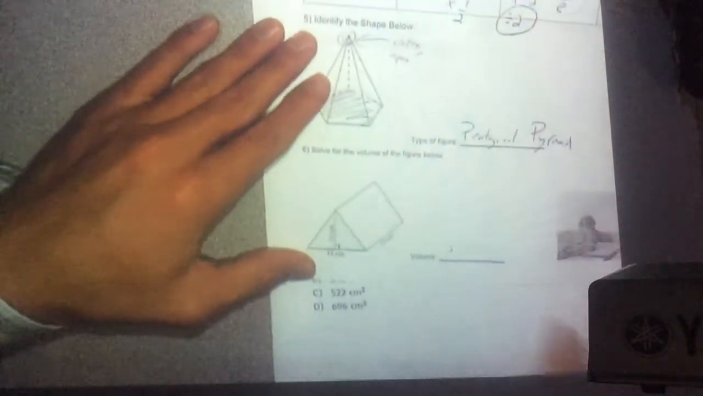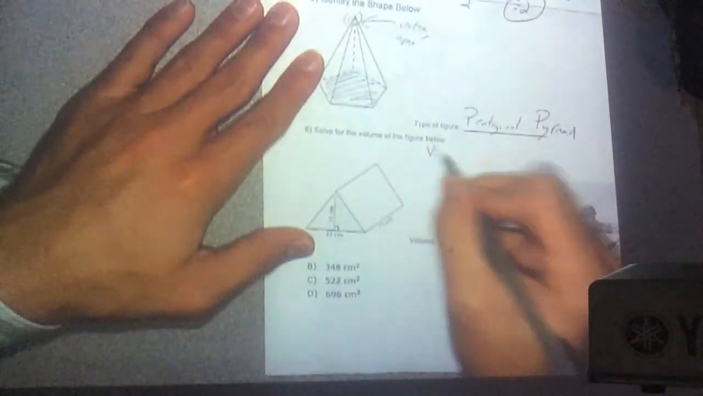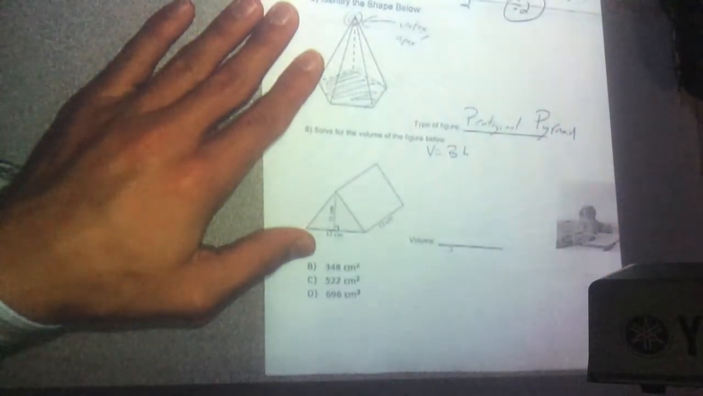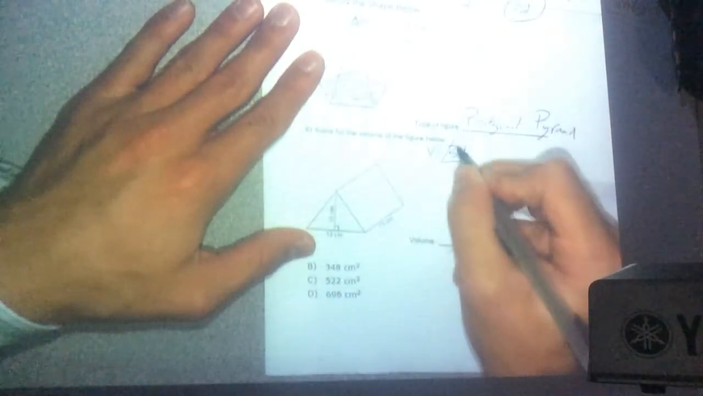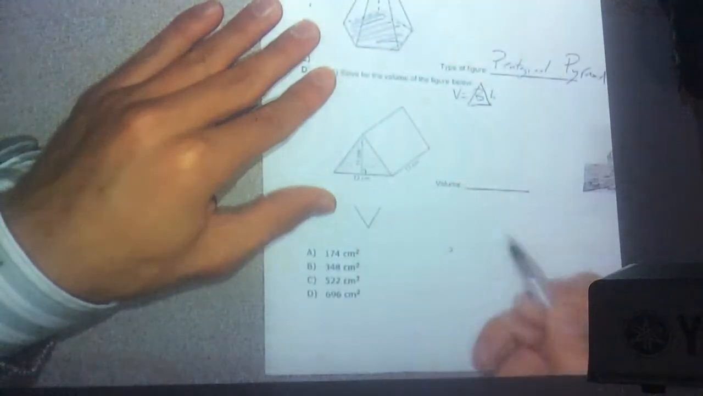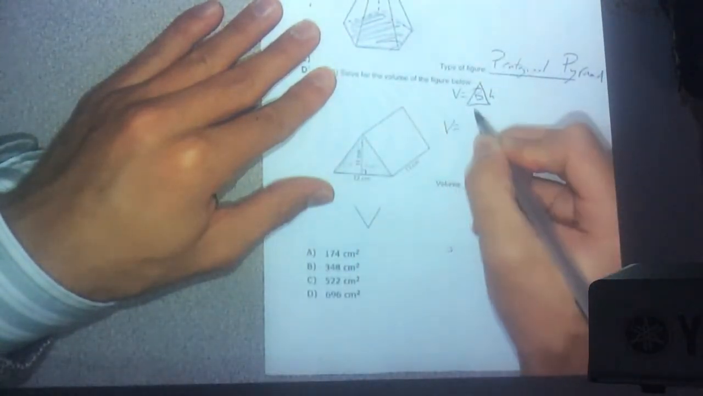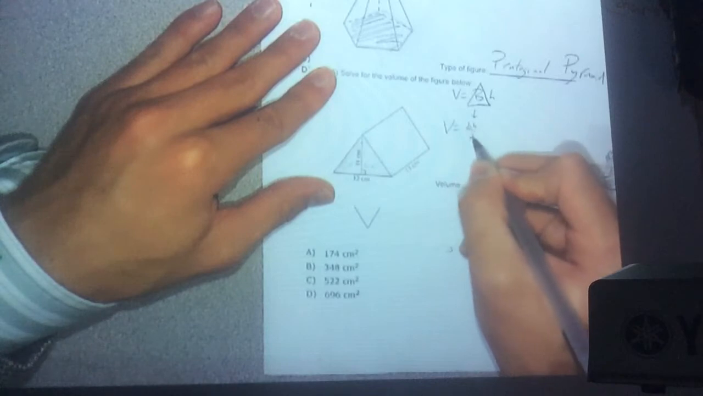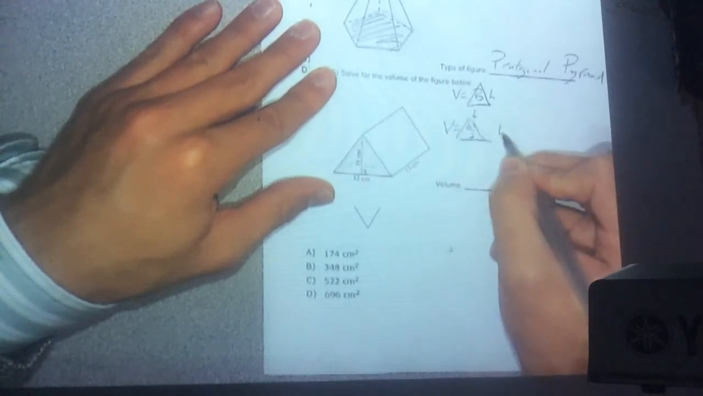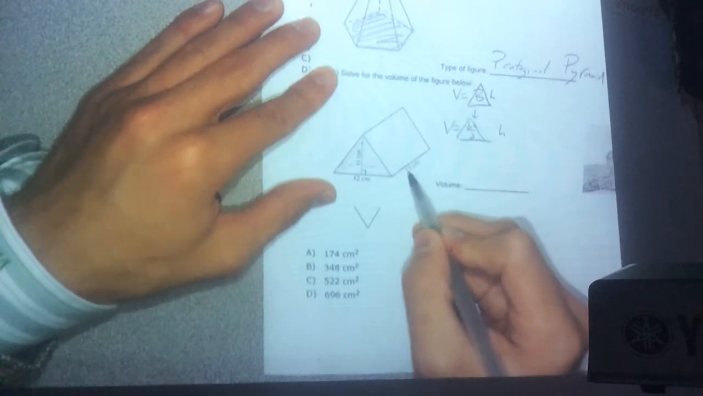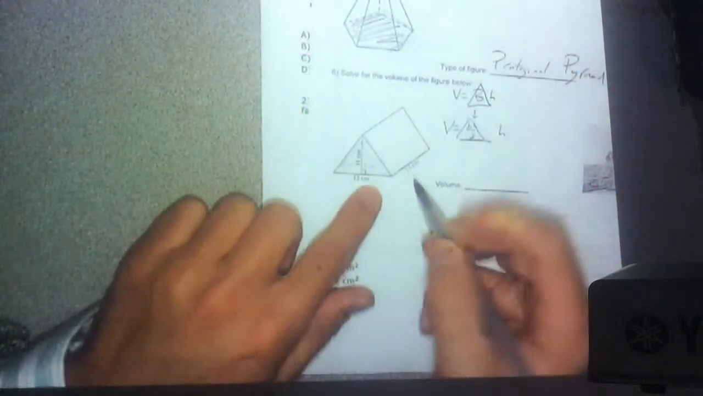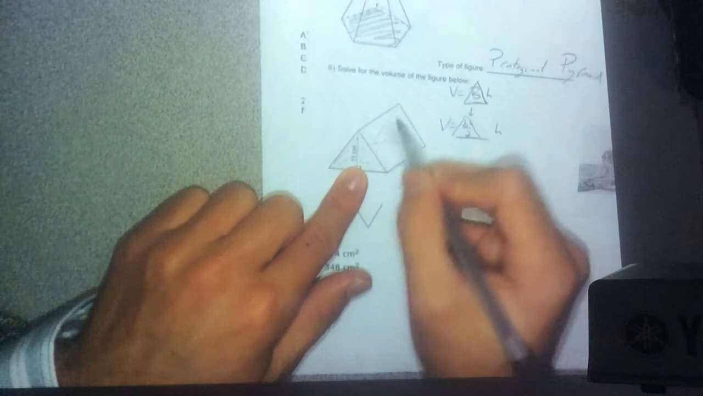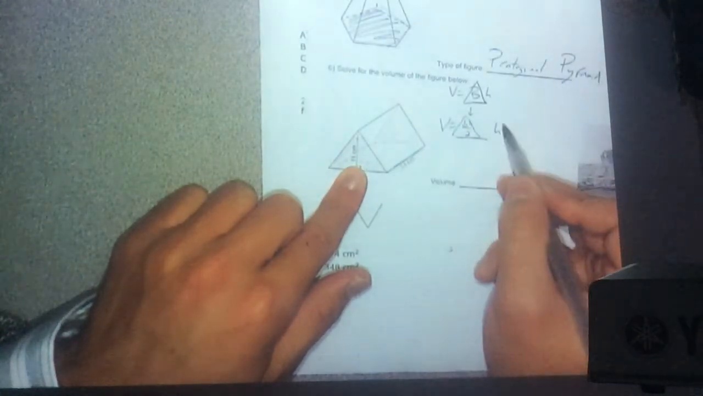Okay. Next, now solving for the volume of this figure. Volume is equal to base times height. I'm going to draw a triangle around this because what's important is that the base of this triangular prism is a triangle. It's this right here. So volume is going to be equal to base times height divided by 2, and then times the height of the prism. The height of the prism is the distance in between the two bases. So here's one base, here's the other, so this is going to be the height of the prism.